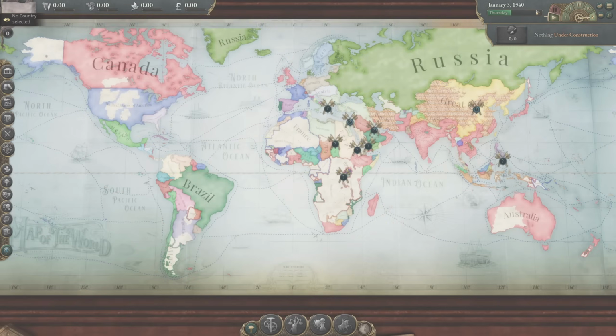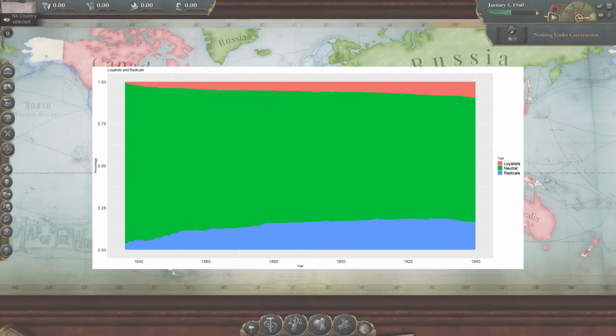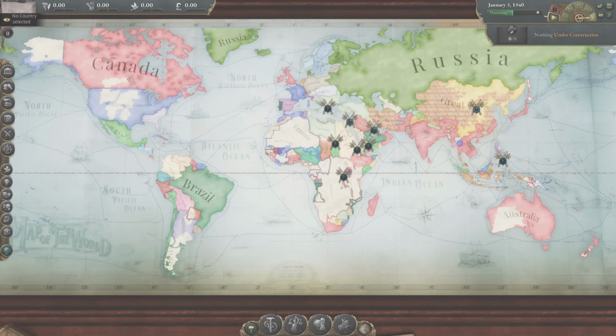I also exported radicals and loyalists. This graph is the average for the whole world. We see an increase in radicals and loyalists over time, but radicals seem to be somewhat constant after 1880. So, on average, radical management seems to be okay for the AI. But this is on average.